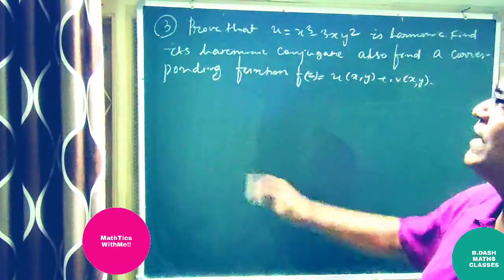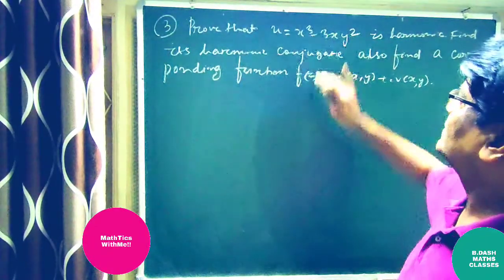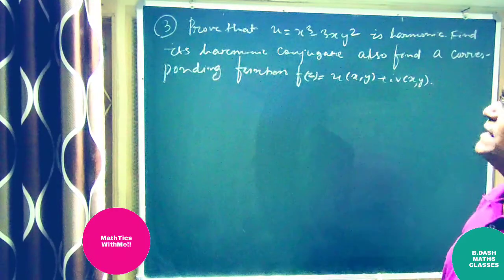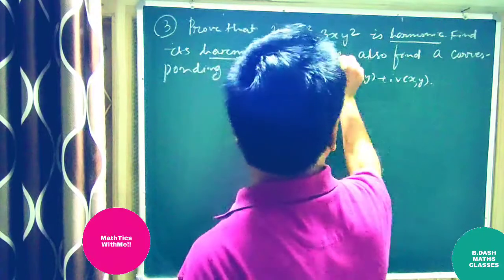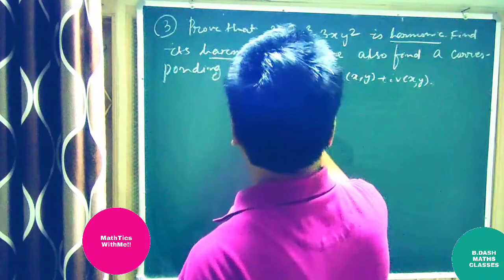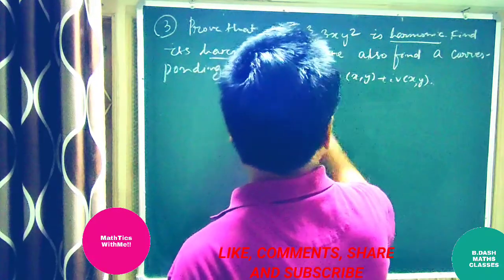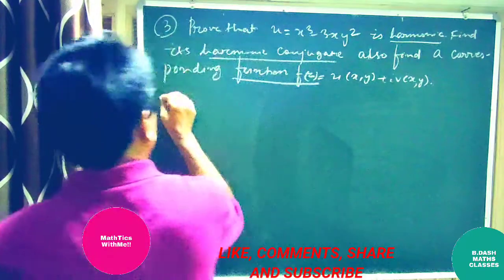Our third question is: prove that u is equal to x cube minus 3xy square is harmonic. Find its harmonic conjugate. Also find the corresponding function f of z. Proof.